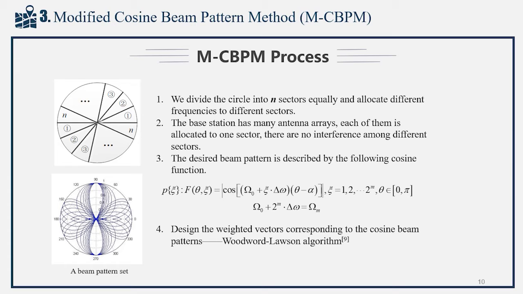The desired beam pattern is described by the following cosine function. Next, we will design the weighted vectors corresponding to the cosine beam patterns. Here, we introduce the Woodward-Lawson algorithm to calculate the weighted vectors from a desired cosine beam pattern. We can obtain the kth element of the weighted vector W according to the following steps.